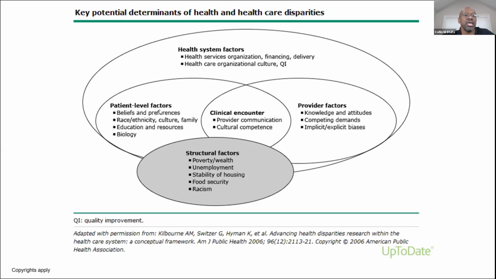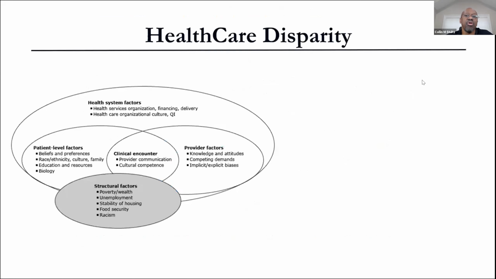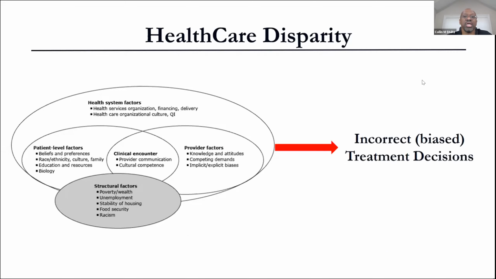So there are patient-level features, again, the beliefs and preferences of the patient. There's implicit bias, or sometimes even explicit bias, on the side of the provider. There are issues of poverty, wealth, unemployment, and access to insurance that all come into play. And all of these, at the end of the day, can lead to incorrect treatment decisions. I use incorrect and biased somewhat interchangeably.